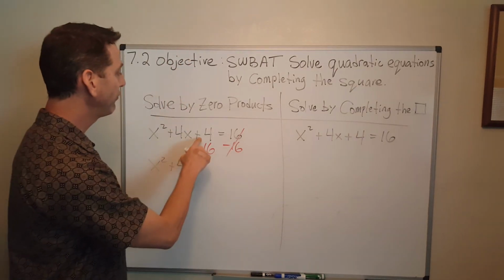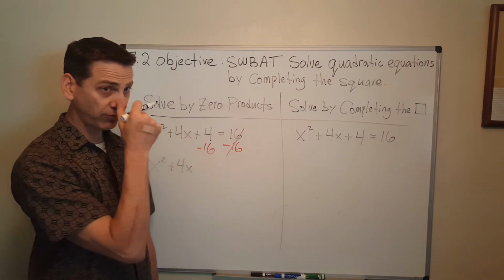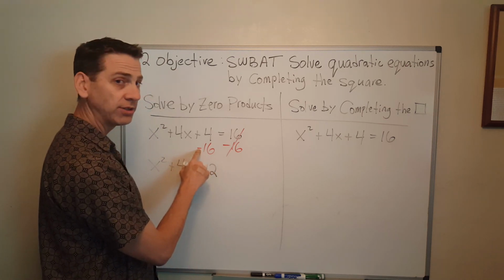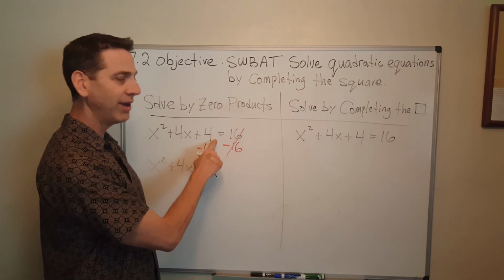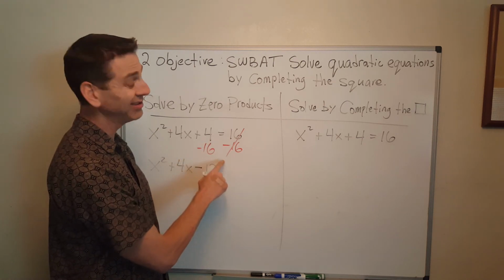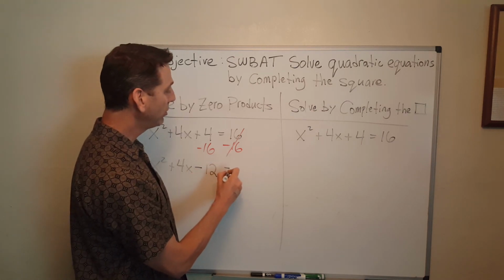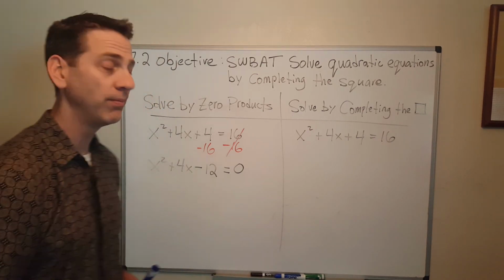Well, those signs are different, right? So they're going to be subtracted. So 16 minus 4 is 12. And you keep the sign of the larger number, which is minus. It's a negative 12. So if you got $4 and you lose $16, you're in debt $12, right? And that's going to be equal to 0. So now we have it in standard form.